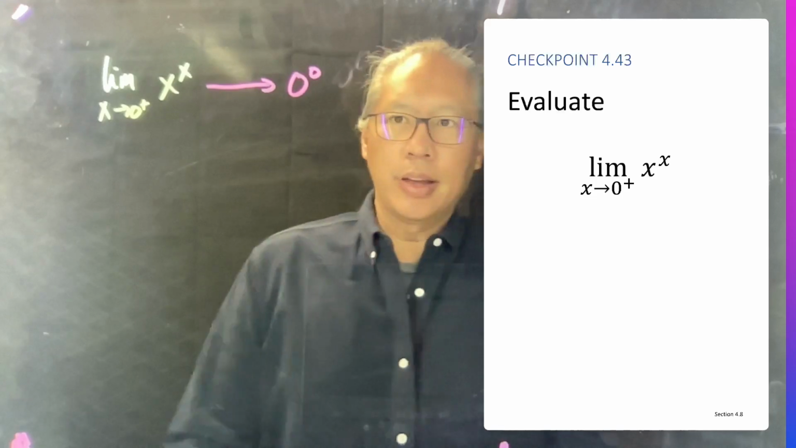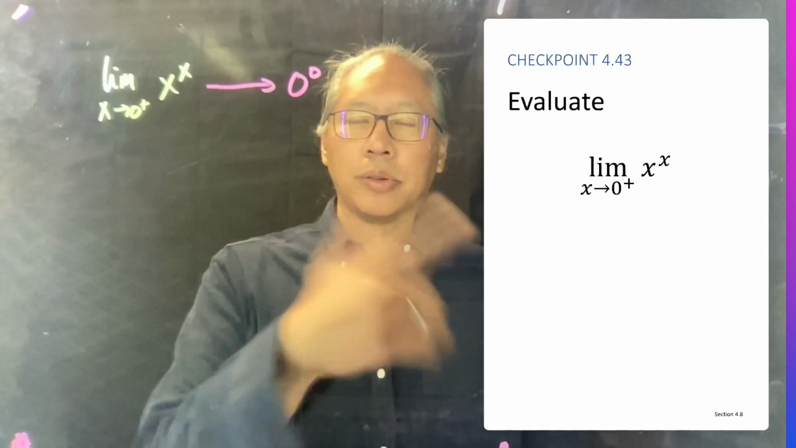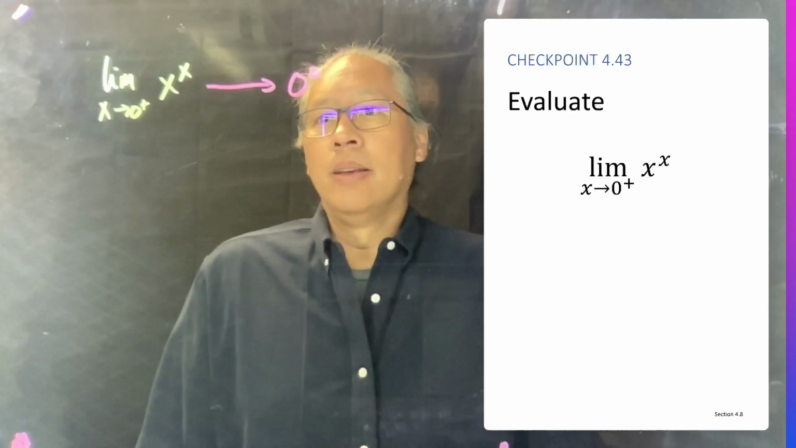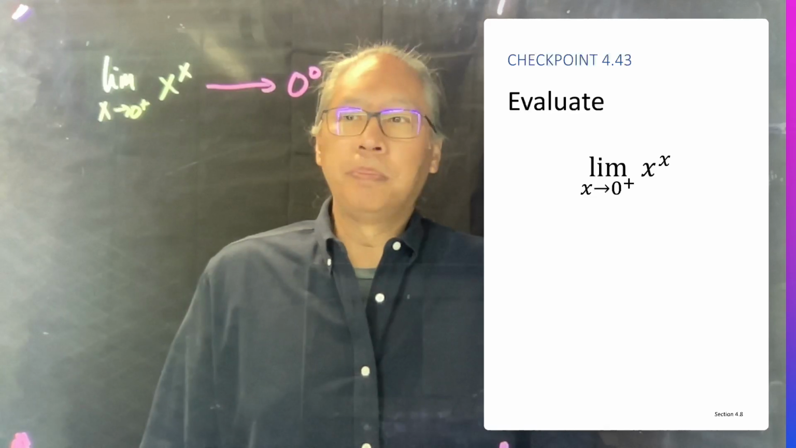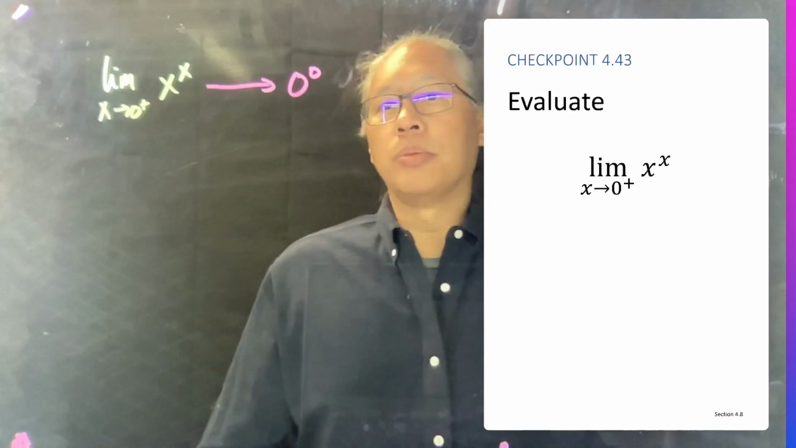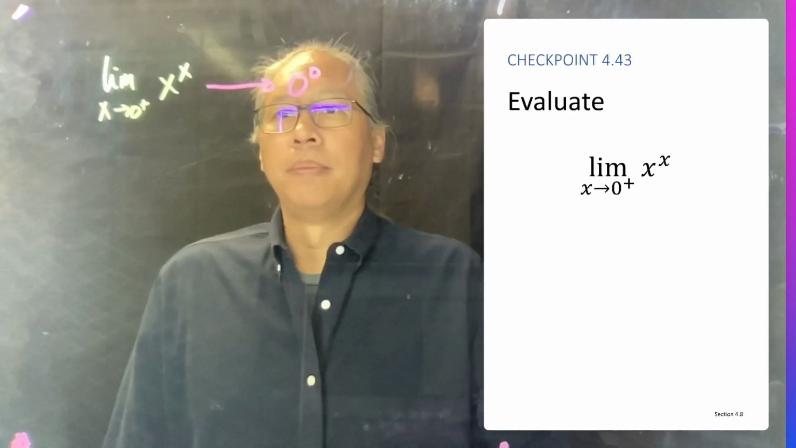We kind of remember that anything to the 0 power is 1, but 0 to any power should be 0. So 0 to the 0 seems like it's one of those things that could be indeterminate. So this is an indeterminate form. This is one of 3 indeterminate forms of the form of a power exponent.